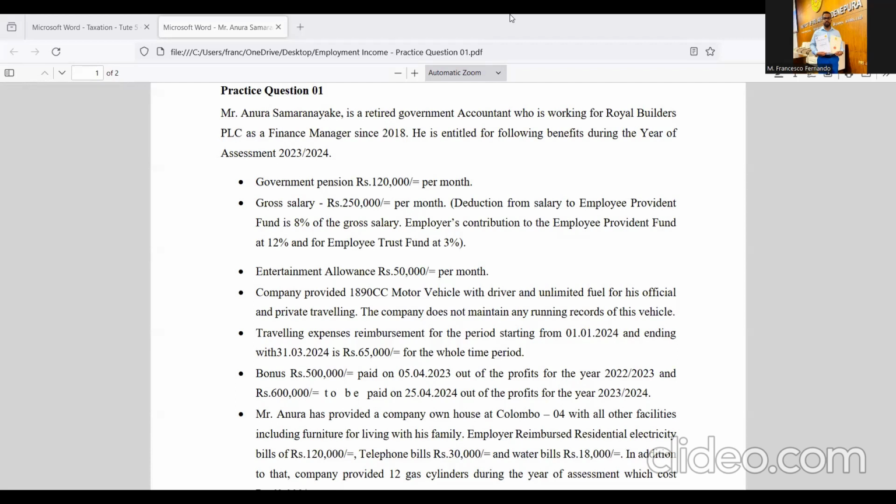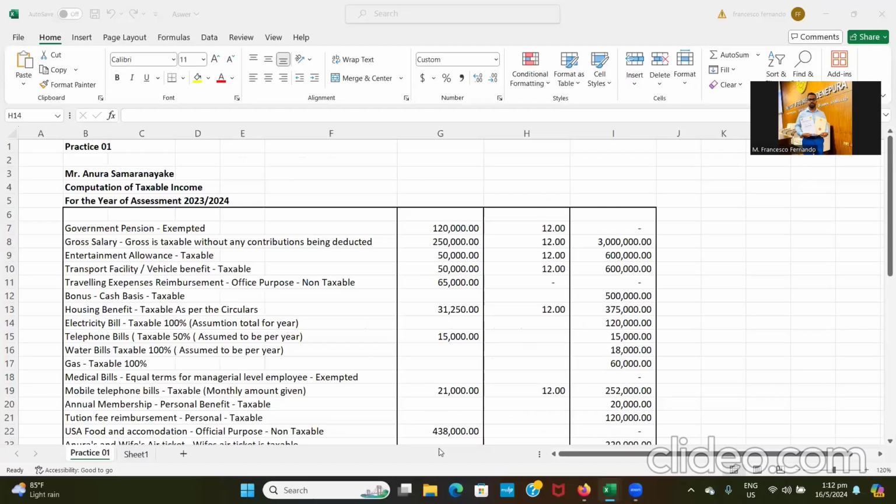Right. Before starting with the adjustments, we must build up a format to start the employment income calculation. Normally for employment income, we can use this format. Hope you can see the screen now, Imesha. Yes, we can see now.